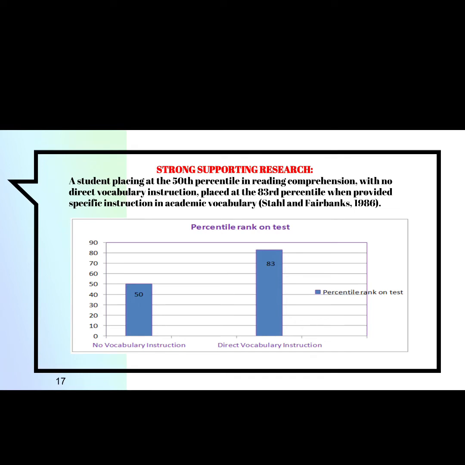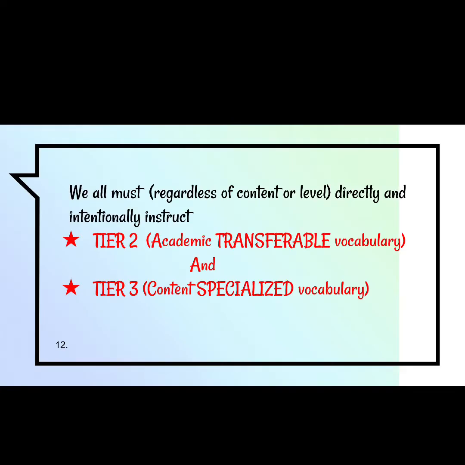As applied to academics, here's some research way back from 1986. Stahl and Fairbanks looked at a student's score on a reading comprehension test. The student without any vocabulary instruction of Tier 2 words scored at the 50th percentile. The researchers then directly gave instruction of Tier 2 vocabulary to the student. And as a post-test, this student raised his score to the 83rd percentile on this test. So again, research does support that this specific and deliberate instruction works.